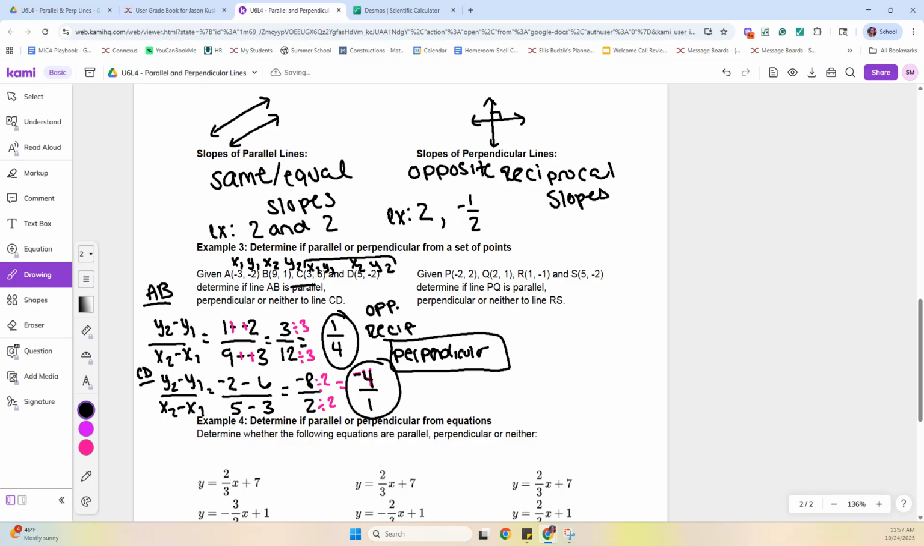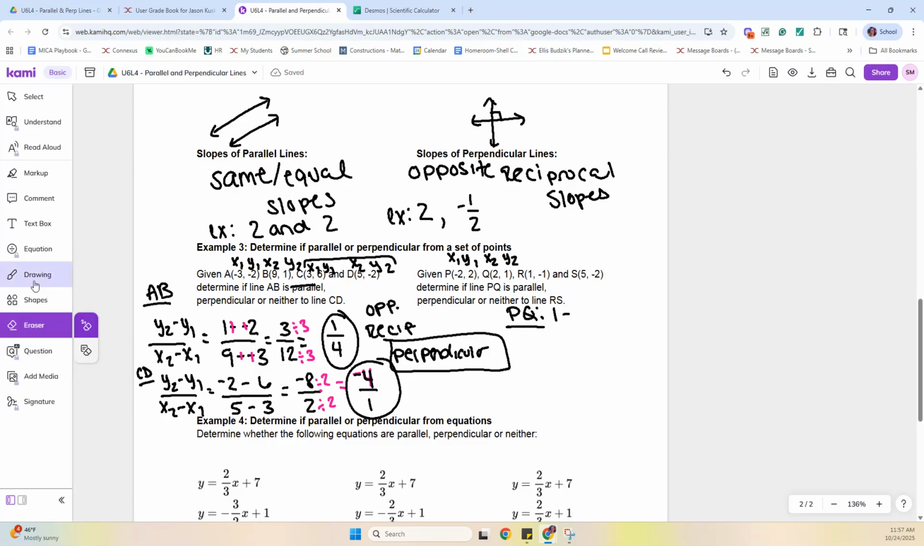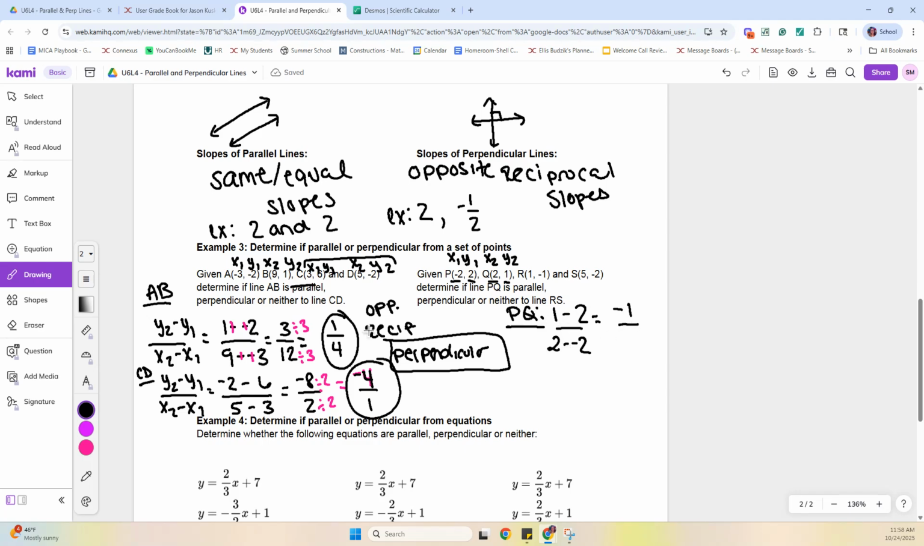So that was that one. And then for the next one, I'm going to do the same thing. I'm going to label my points. For PQ, I'm running out of space here. I'm going to do my y2 minus my y1. Oh, not -2, +2. So 1 minus 2, and then 2 minus -2. 1 minus 2 is negative 1. 2 plus 2, we're going to add a line, change the sign. 2 plus 2 is 4. So I get negative 1/4 here.